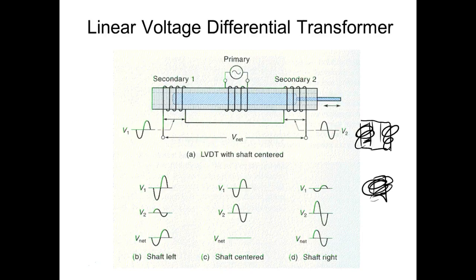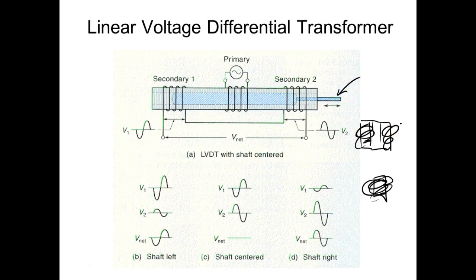So what we have here is one secondary that's wound in the same direction, and one secondary that's wound in the opposite direction, and here's the primary in the center. What determines the coefficient of coupling is how much of that core is within that winding. Does that make sense? So the actuator would be attached right here.